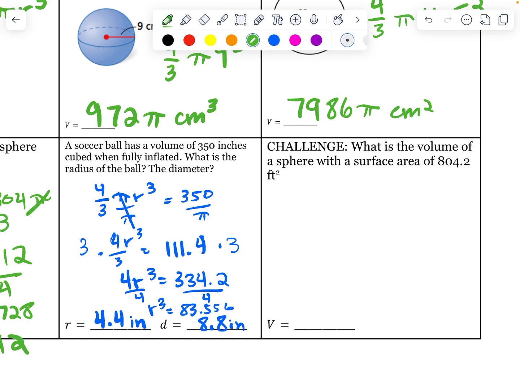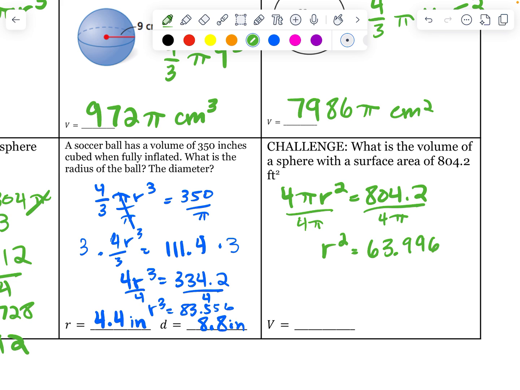All right, here we go. We know the surface area is 4 pi r squared. And so that equals 804.2. So we got to find the radius, and then we're going to use that radius to find the volume. So I got to divide by pi and divide by 4. I'm just going to go ahead and divide by 4 pi because I'm being lazy. 804.2 divide by 4, divide by pi. R squared equals 63.996. Square root of that is about 8. R is about 8.